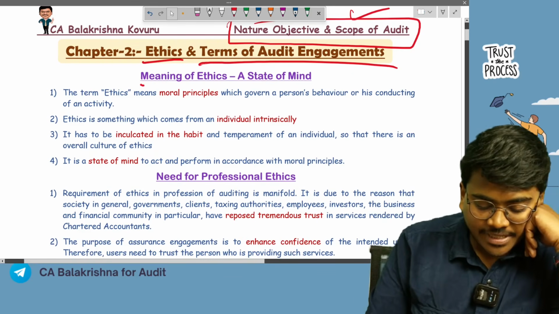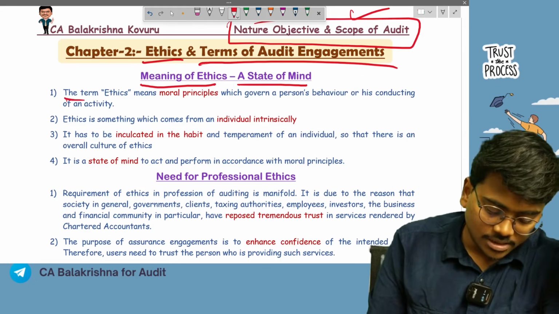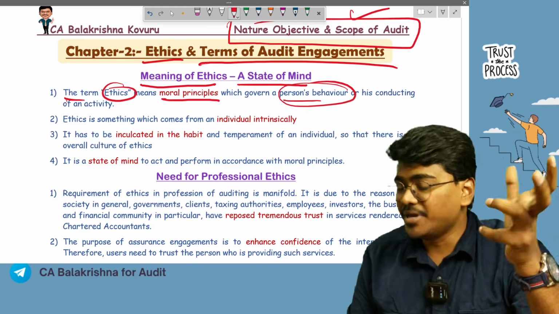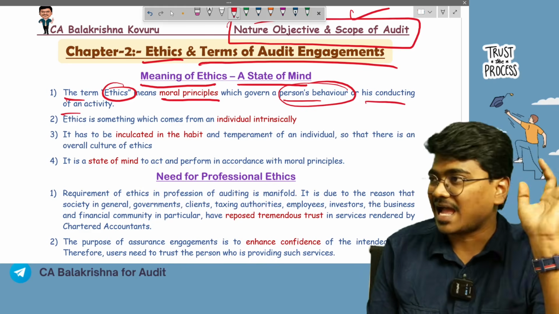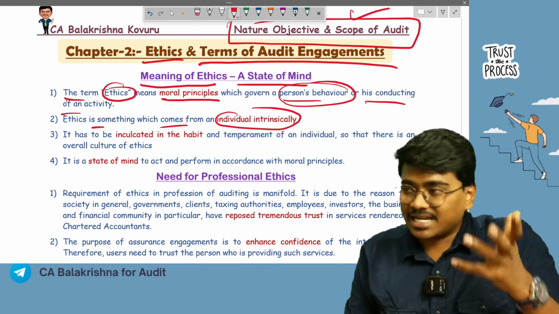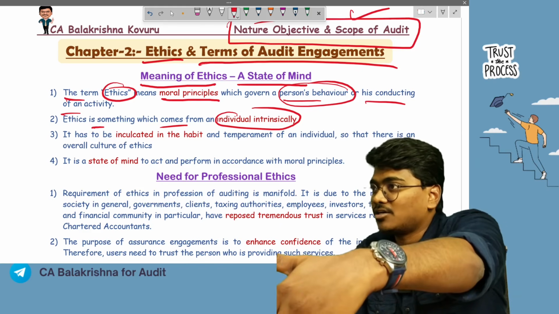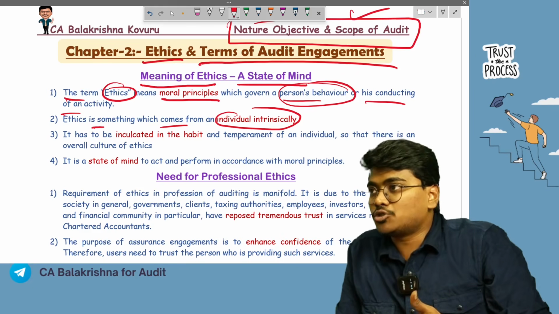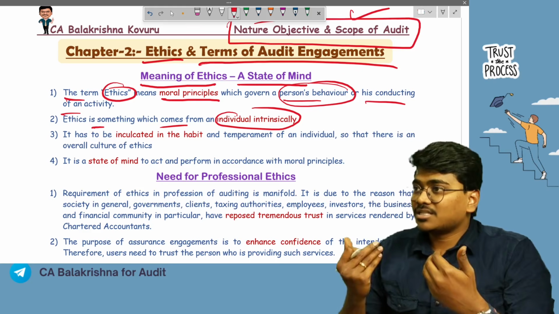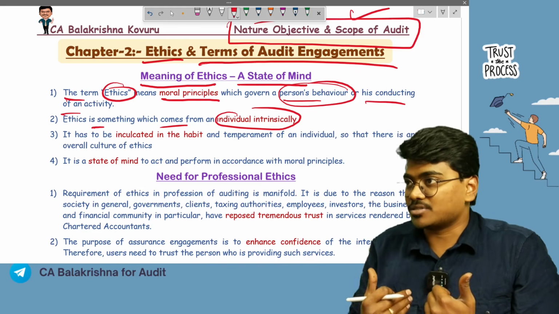Now, meaning of ethics, it is a state of mind. The term ethics means moral principles which govern a person's behavior or his conducting of an activity. Ethics is something which comes from the individual intrinsically. Intrinsically means from within. If you have seen a wallet on the road, it randomly comes to you whether to return it or keep it with you. So this comes intrinsically, from within the person.